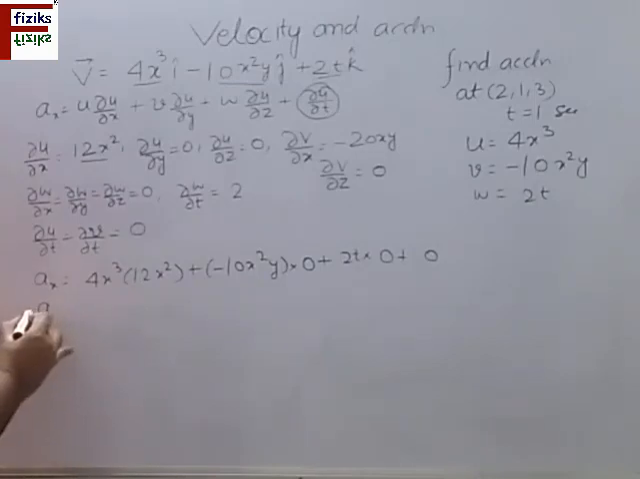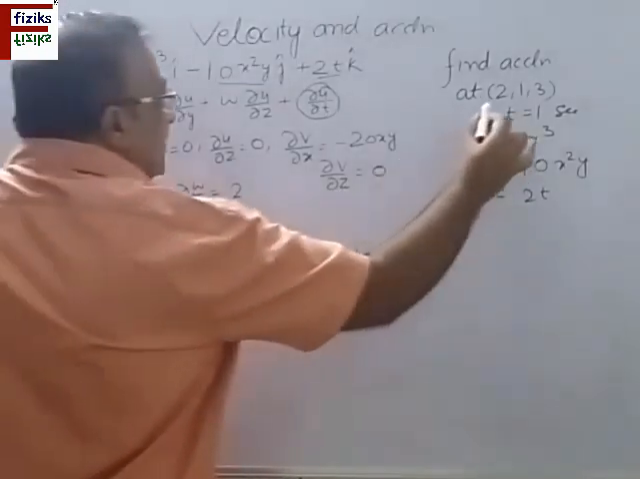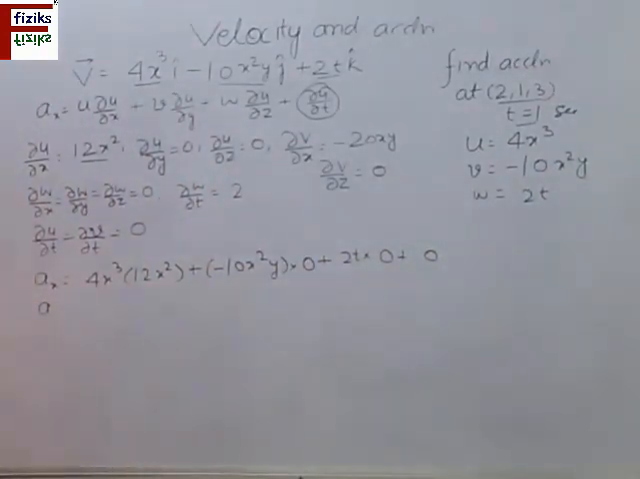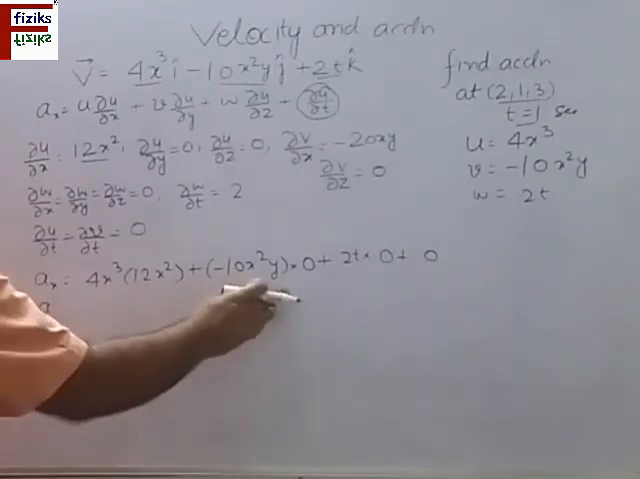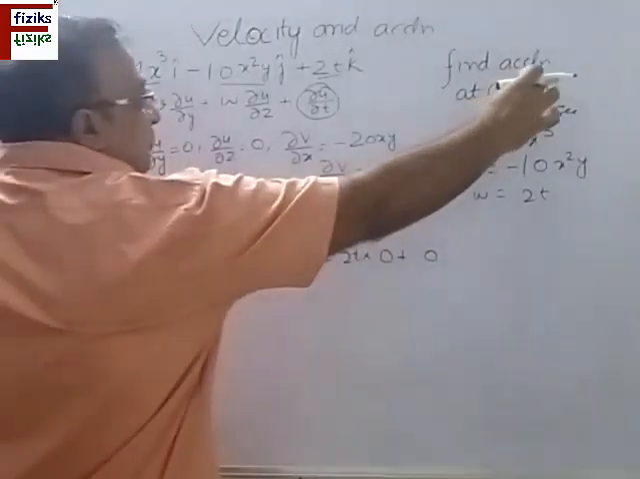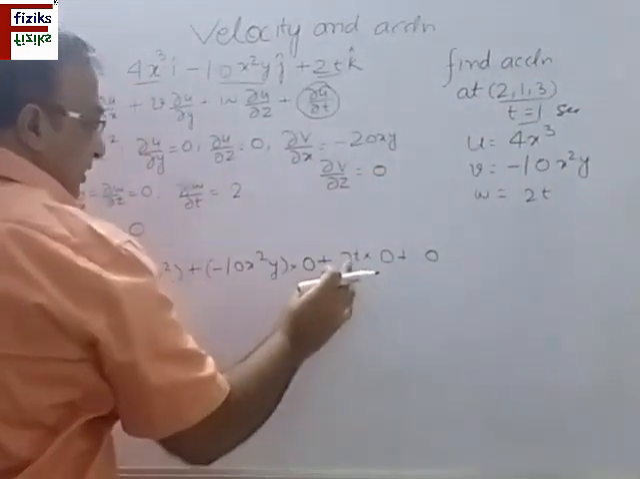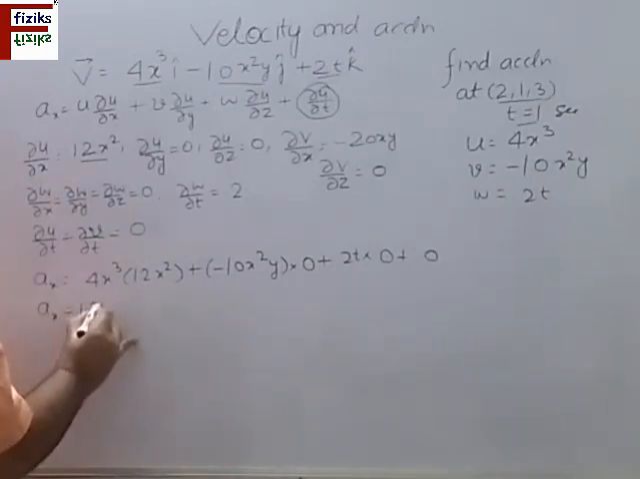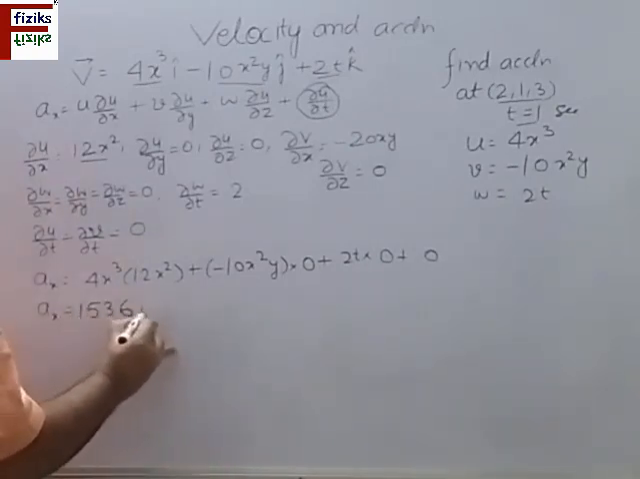If you put the values of x, y and z, that is 2, 1, 3, and t equal to 1, in this equation, x equal to 2, y equal to 1, there is no z in it. If there is z, you will put z equal to 3, and here time t equal to 1. This is 0, so no need to put. So ax at these points, 2, 1, 3 and t equal to 1, you will get as 1536 units.